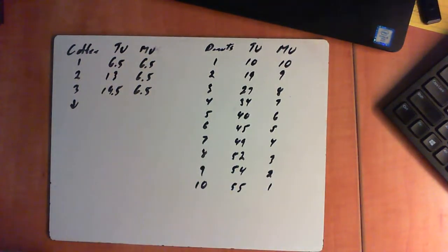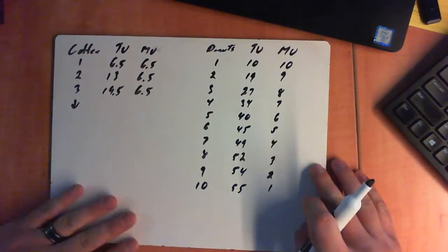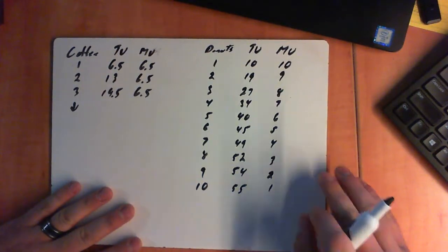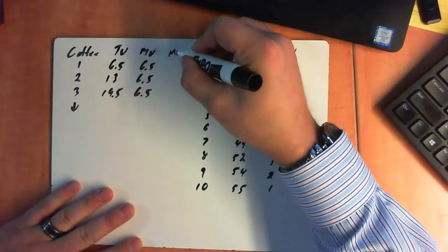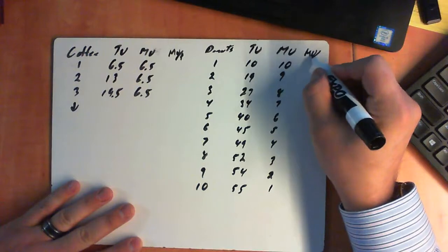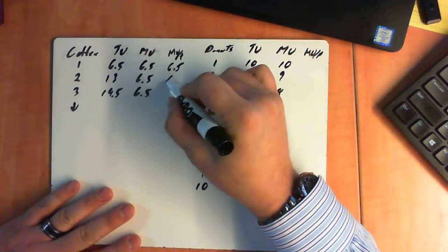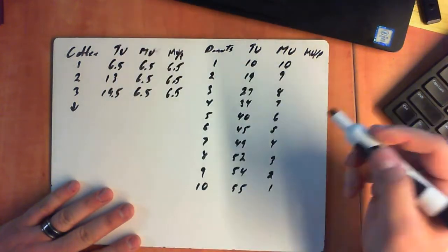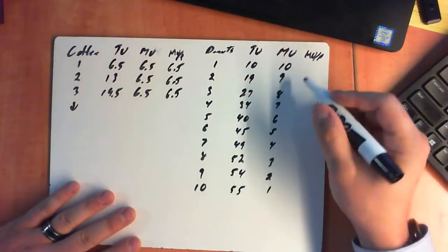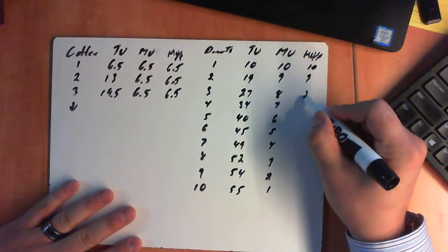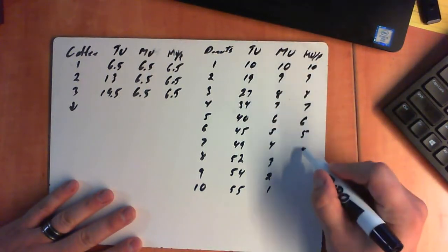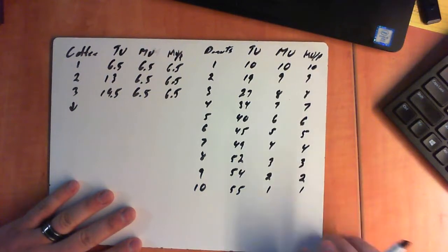Now, suppose that each cup of coffee costs $1 and each donut costs $1. And Omar has a budget that he can spend either only on donuts, coffee, or both. So the next thing we have to do is calculate the marginal utility but for price. So we know each one of these costs $1. So again, the marginal utility will just be 6.5, 6.5, 6.5, because we're dividing the marginal utility by the price. And here the marginal utility by price will be 10, 9, 8, 7, 6, 5, 4, 3, 2, and 1.